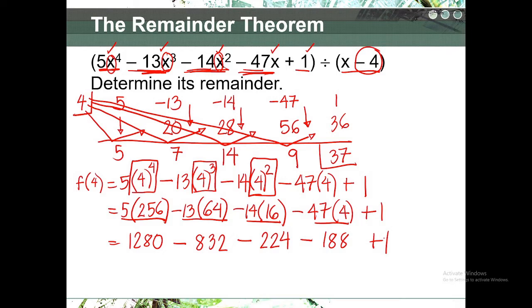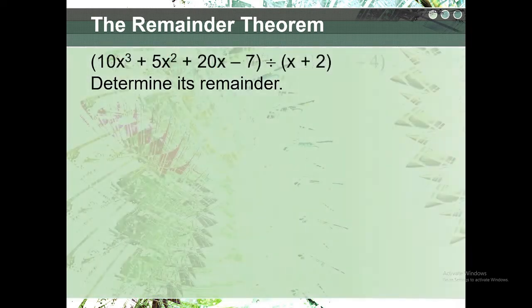Now, let's do addition from left to right, including subtraction. 1,280 minus 832 minus 224 minus 188 plus 1. You will get 37, which is totally the same as our result when we did synthetic division. Now, it's up to you whether you'll use synthetic division or evaluating a function to get its remainder. Again, let's go to the next item.